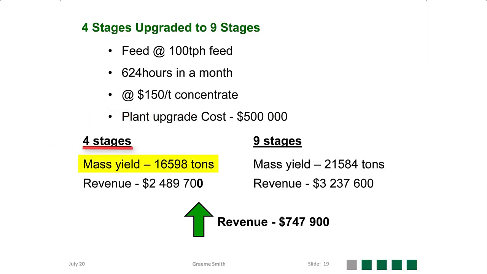The 4-stage mass yields you 16,500 tons with a revenue of just under $2.4 million. The 9-stage, however, has a real nice increase to 21,500 tons, producing a revenue of $3.2 million, meaning that $500,000 investment is paid back to you within less than 1 month.